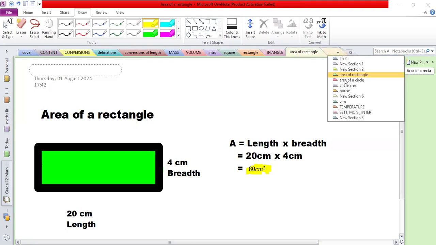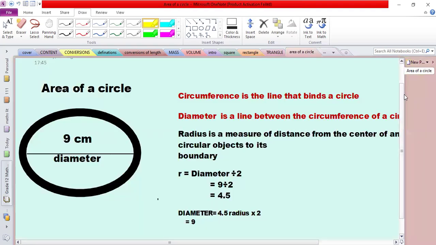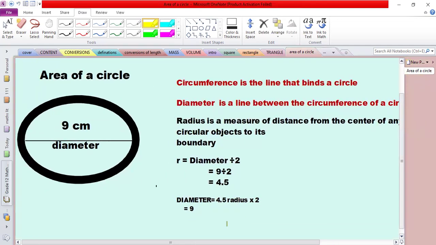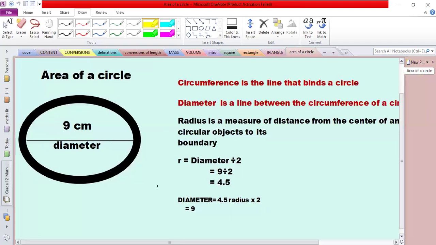Okay. We've also discussed the area of a circle, class. We're about to write a class work that I prepared for you. And if you get it right, then you and I will never again talk about this. It means you have mastered it.